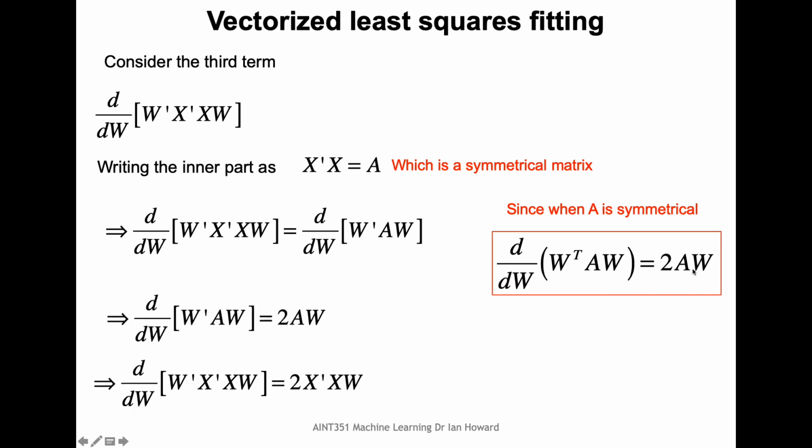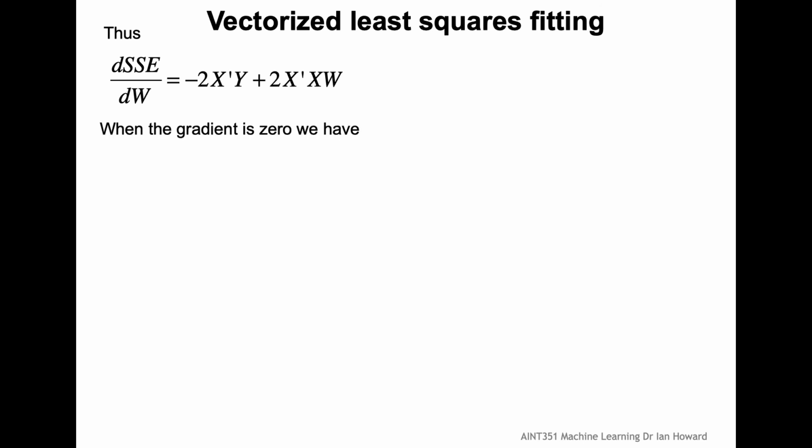Okay. So now we've got this expression. We can then substitute the x transpose x back in again. So we end up with the derivative with respect to w of w transpose x w equals 2 x transpose x w. So we've got all our values now. So our derivative is therefore given by minus 2 x transpose y plus 2 x transpose x w.